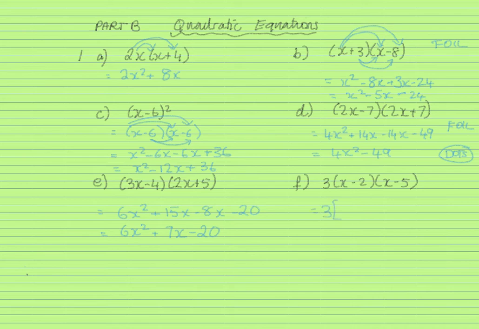Now with this one, I'm going to leave the 3 at the front and just expand the two brackets. And I'll get x squared minus 5x minus 2x plus 10. And then first of all, I'm going to gather my like terms. And then at the end, I'm going to multiply everything through by 3. So I'll get 3x squared minus 21x plus 30.